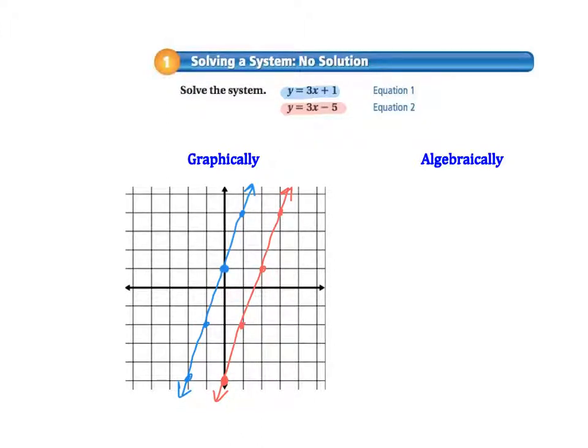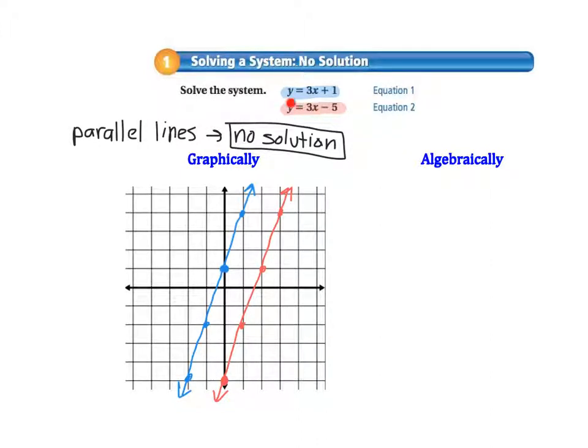So if you ever see a case like this and you notice right off the bat that they have the same slope, you don't need to actually graph it. You can just say parallel lines, and then your final answer is no solution. So you should explain why there's no solution, but you don't have to go through the process of graphing it if you know that your two lines are never going to cross.